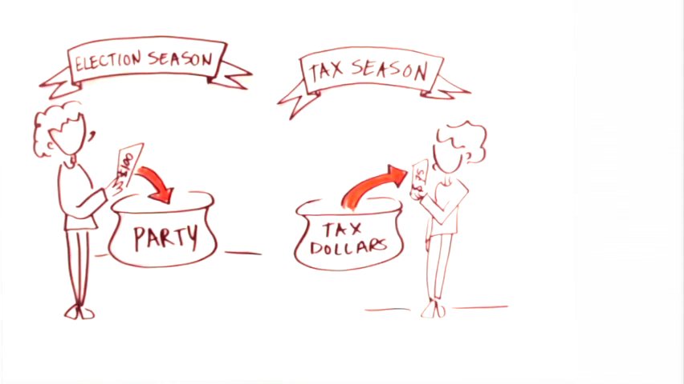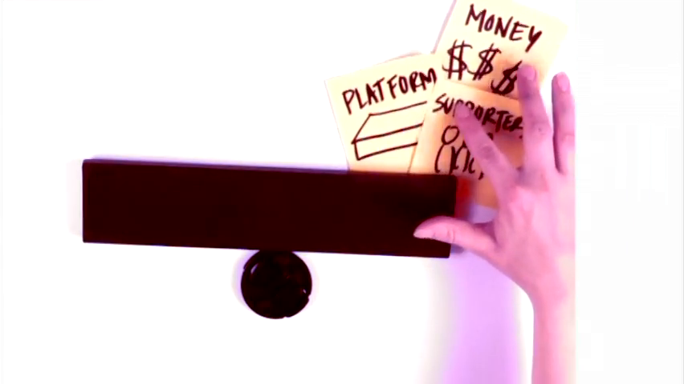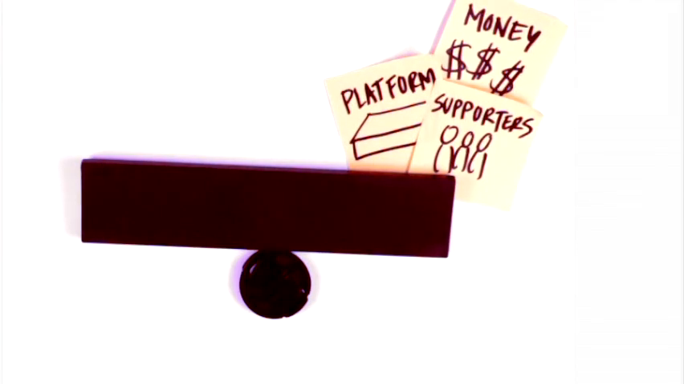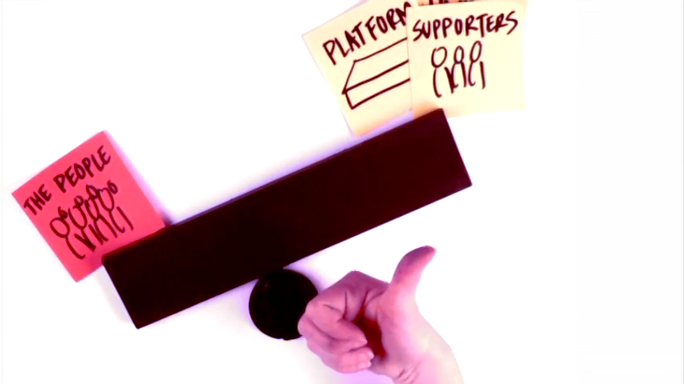At the end of the day, the winner of the election is the candidate who gets more votes than anyone else. The candidate's platform, supporters, and money all play a big role. But ultimately, the decision is up to the people.